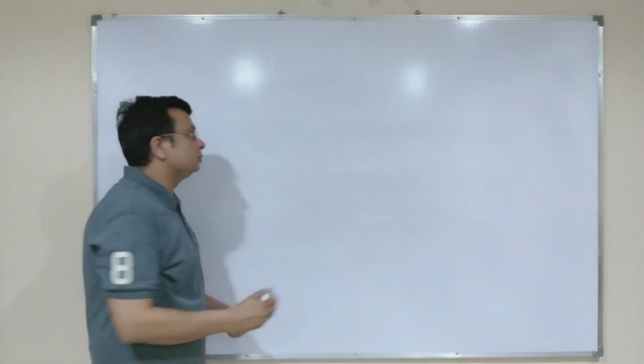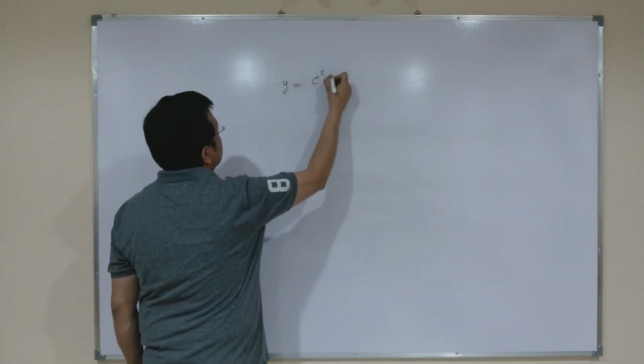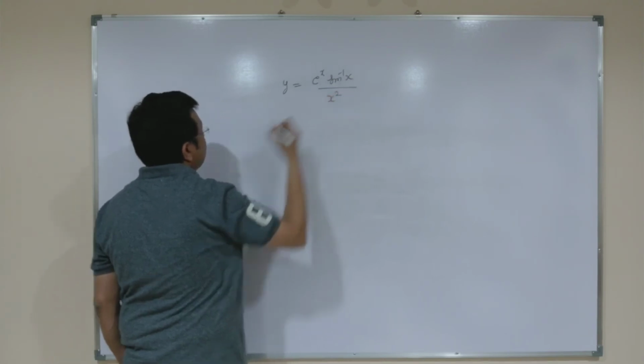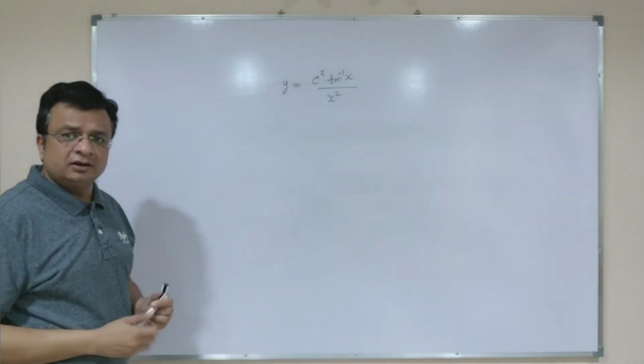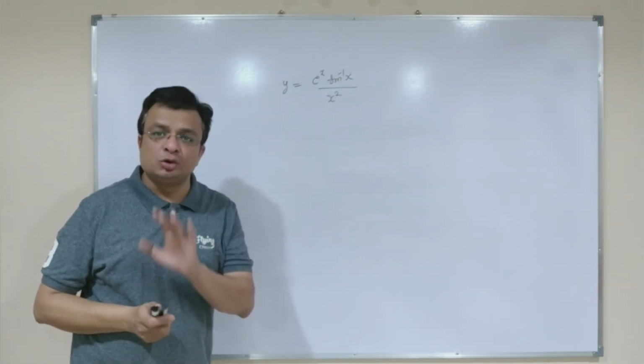Okay, let's discuss one more question. y is equal to e raised to power x sine inverse x upon x square. Let's say this is the question. Fine. Now here it is a mixture of the product rule as well as the quotient rule.